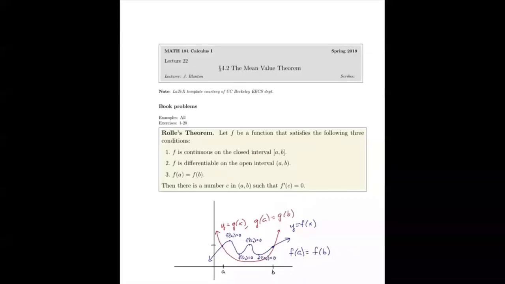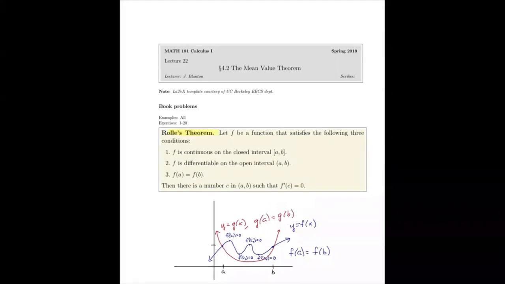Section 4.2 is the mean value theorem. So this is a fairly interesting theorem on its own, but it turns out to be a pretty key part of the fundamental theorem of calculus, which, as it sounds, is a pretty fundamental part of calculus. We'll see that later on in chapter 5. Now, the mean value theorem, we work up to through a theorem called Rolle's theorem.